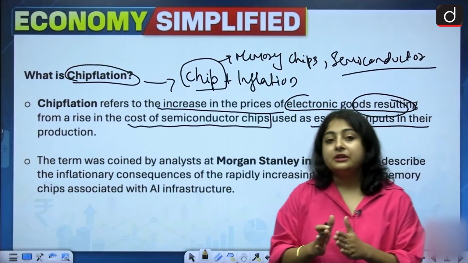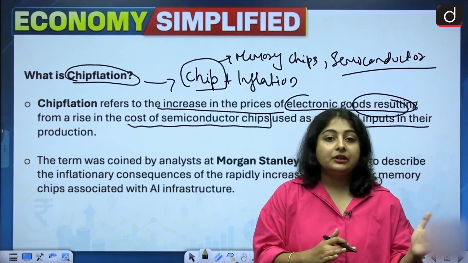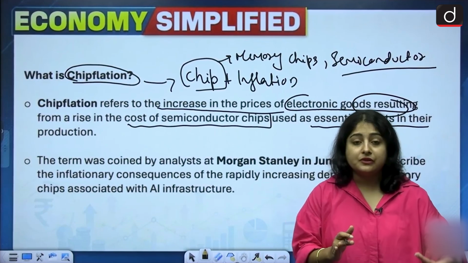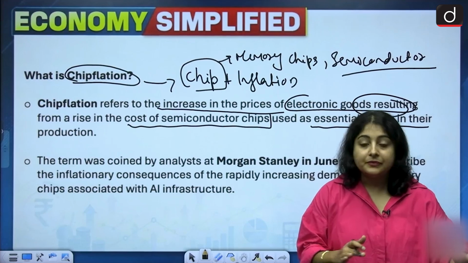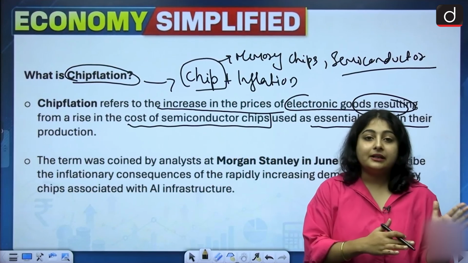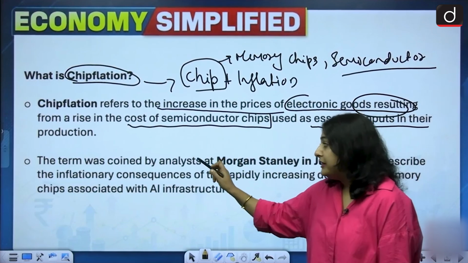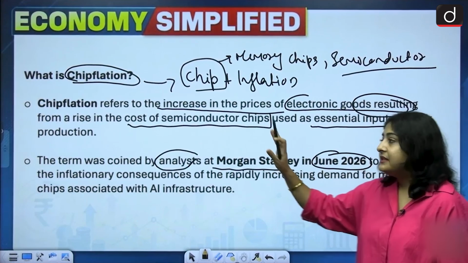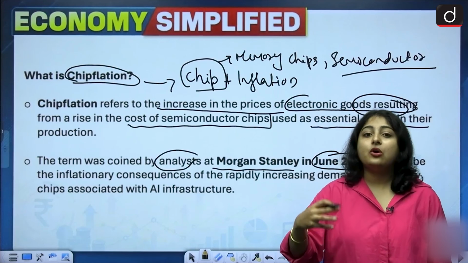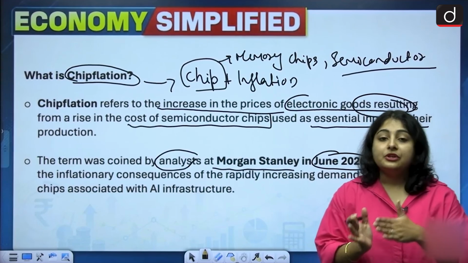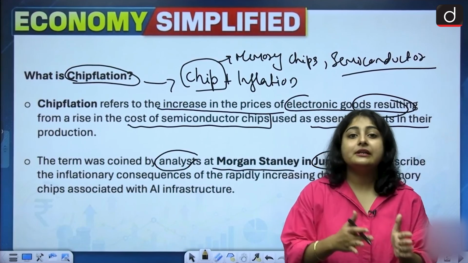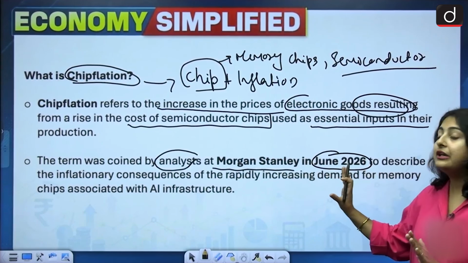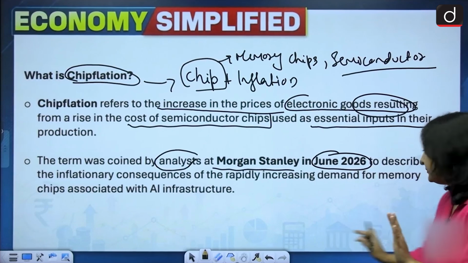Now, always remember, chipflation is not a separate category of inflation. Inflation has different categories. We have cost push inflation, we have stagflation. So chipflation is not a separate category. It is a term coined by one of the analysts at Morgan Stanley in June 2026. This term is used just to describe the economic phenomenon which the world is currently going through. It just describes an economic phenomenon. So this is not a separate category of inflation. First of all, remember that.